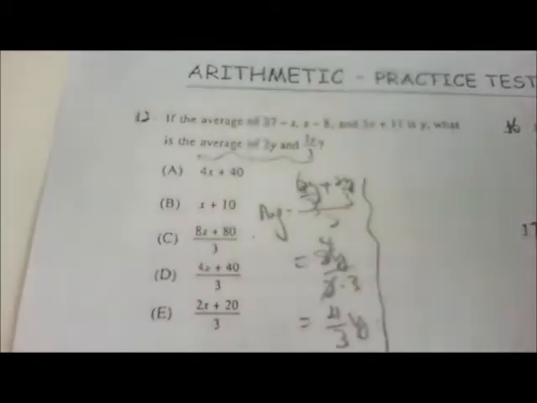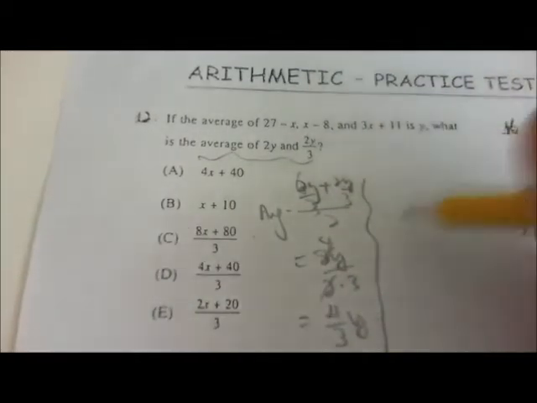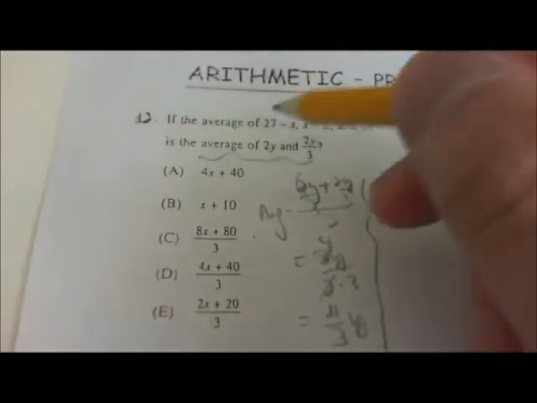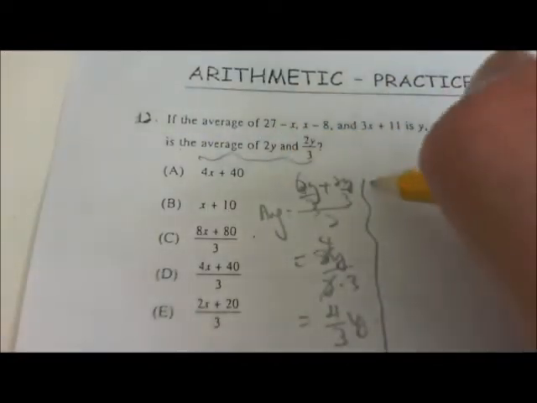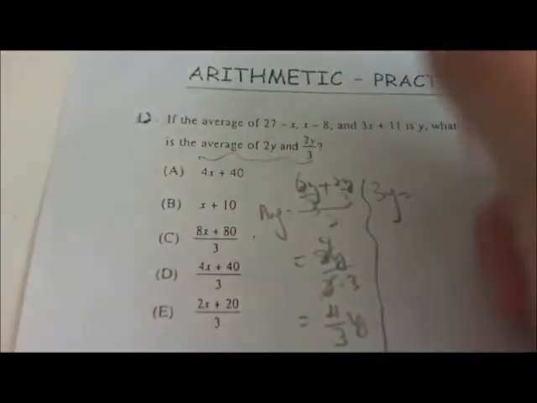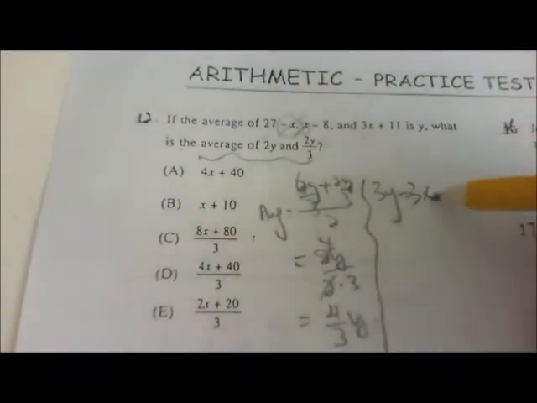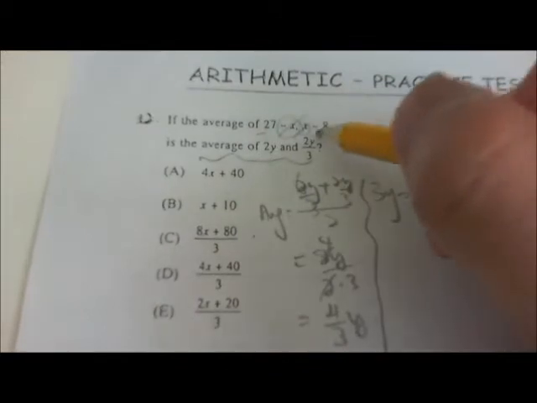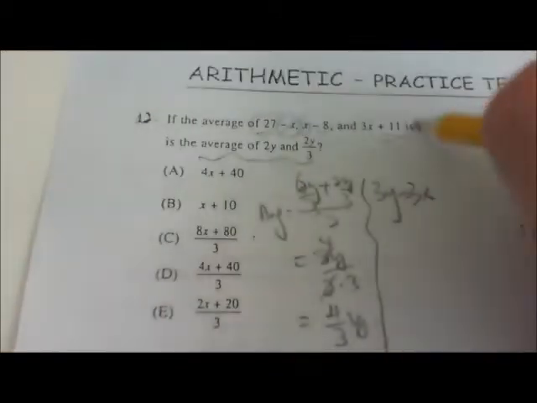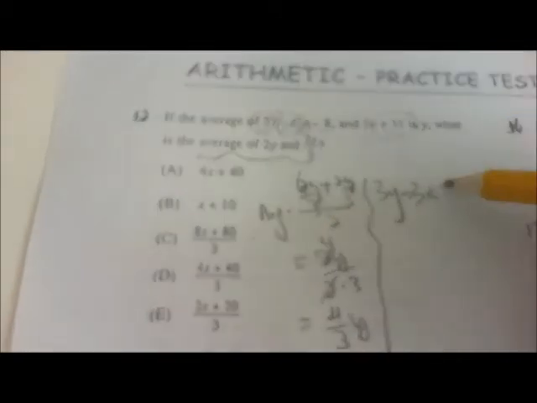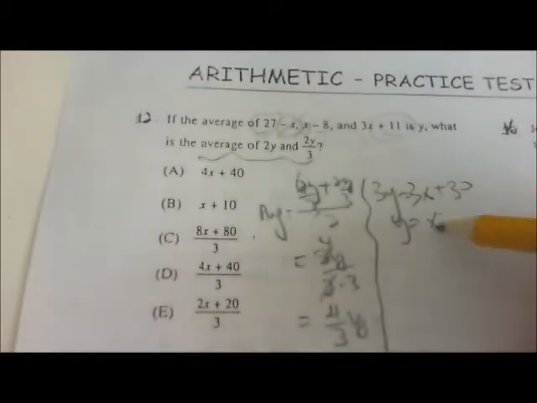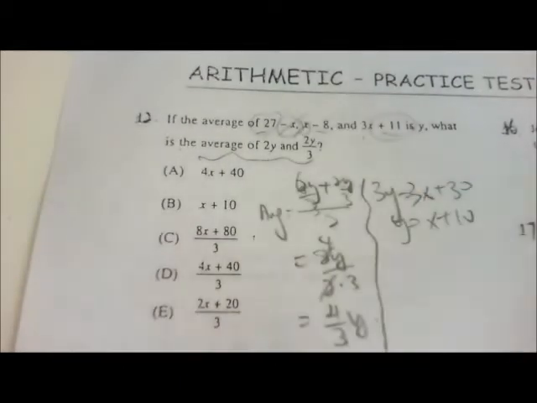Now I'm going to solve this in terms of x. What is y? They said that the average of these 3 is equal to y. So 3y is actually equal to the sum of these 3. Negative x plus x cancels. We have 3x. 27 minus 8 plus 11. 27 plus 11 is 38. 38 minus 8 is 30. So 3y is 3x plus 30, and y equals x plus 10 because we divide by 3.